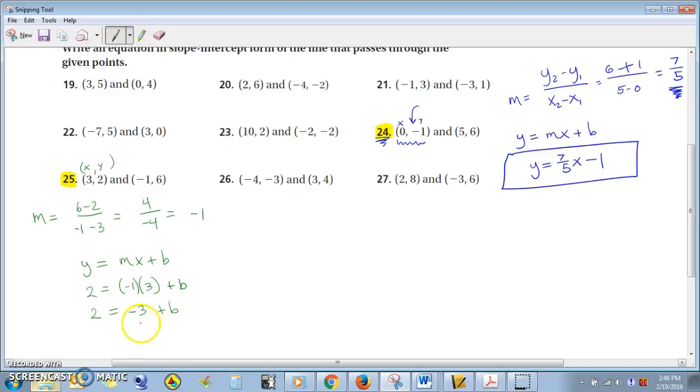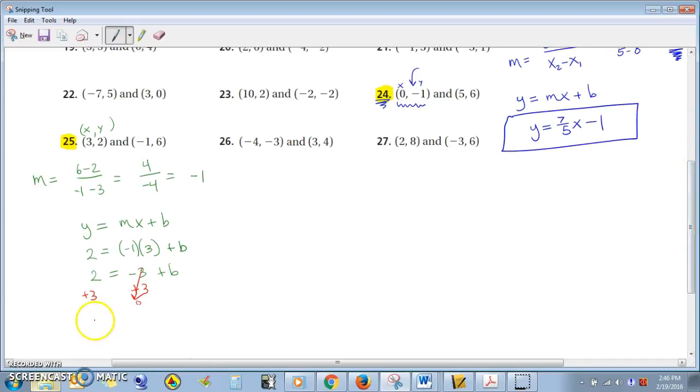I got a -3 plus b, so if I add 3 to both sides of the equal sign, b plus -3 plus +3 is just b, because these two add to 0. So then what I get is, 2 plus 3 is 5, so 5 equals b. So now I know what my m is. My m is -1. My b is 5.